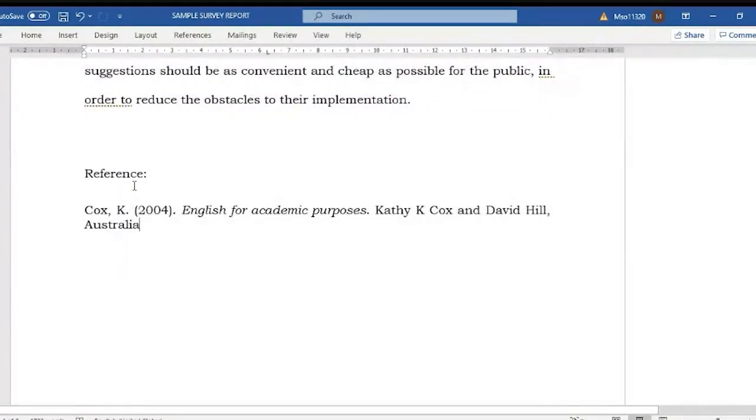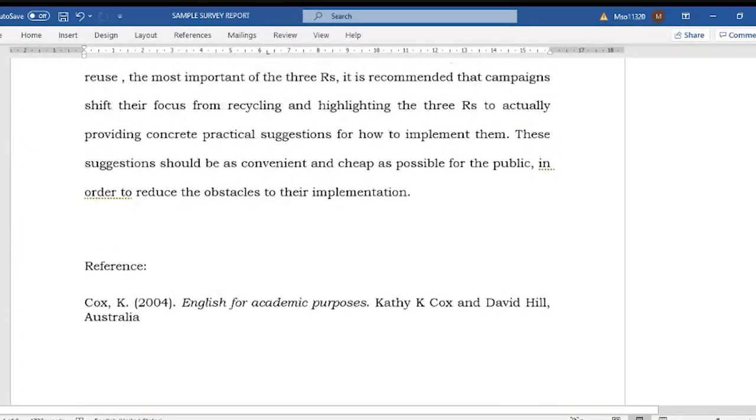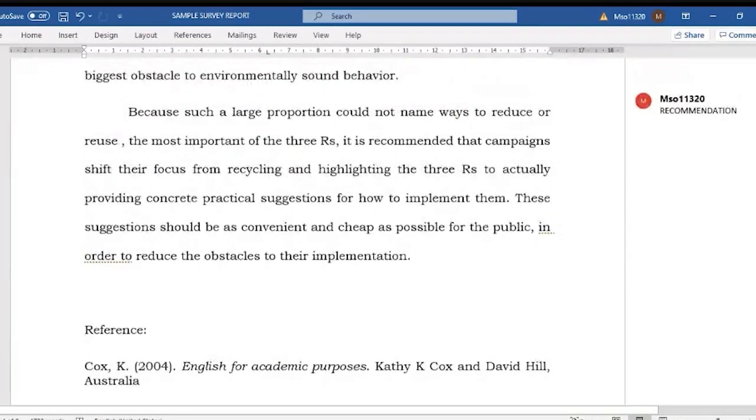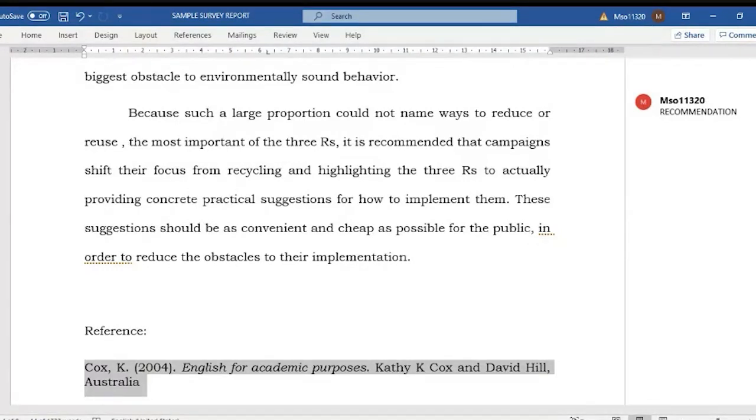And I also included the reference where I got this sample. If you have references or if you have a source in your discussion, you really have to cite it in the reference in the last part of your survey report to avoid plagiarism.